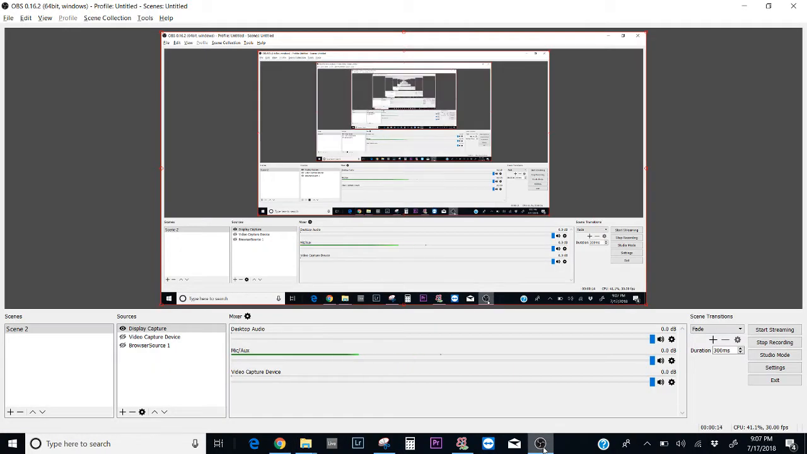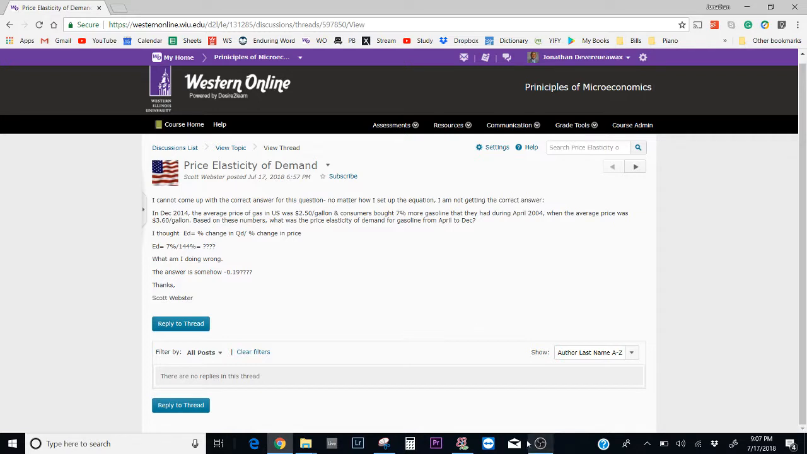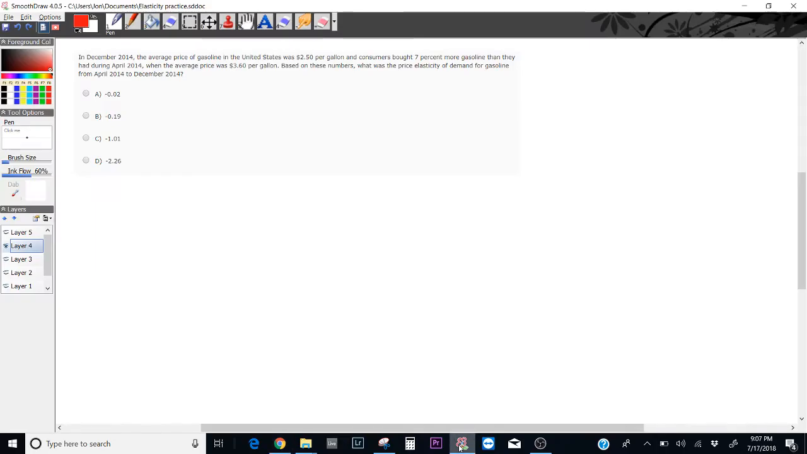So this first question comes from Scott, where we're looking at the price elasticity of demand. I can't remember which number this is on the homework assignment, but let's break this one down. Now it says that in December 2014, the average price of gasoline in the United States was $2.50 per gallon, and consumers bought 7% more gasoline than they had during April.